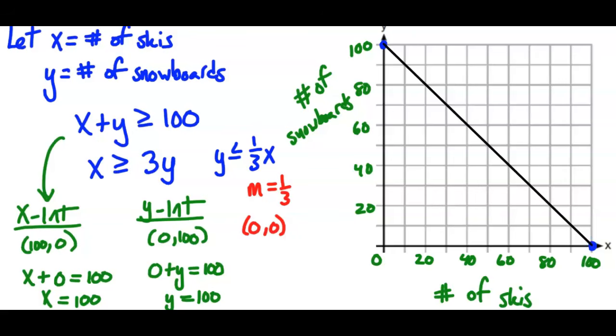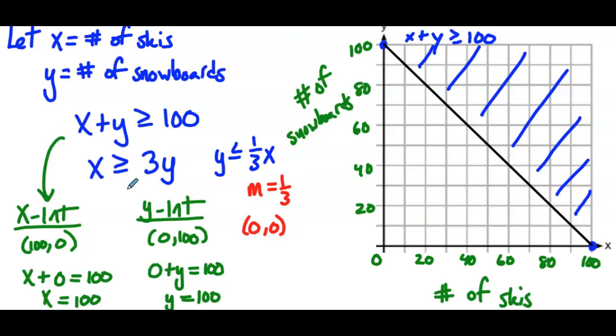And we are going to shade, so x plus y has to be greater than or equal to 100. So if we test the origin, 0, 0, is 0 plus 0 greater than or equal to 100? No, that's a false statement. So the origin is not in our solution set, so we shade above the line. And that's going to be x plus y is greater than or equal to 100.